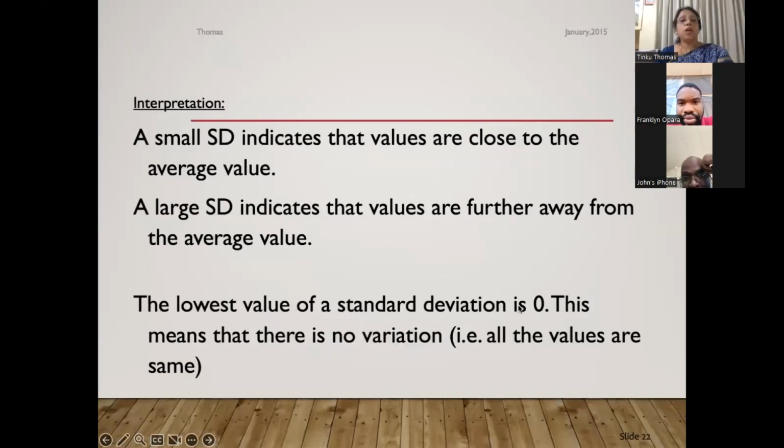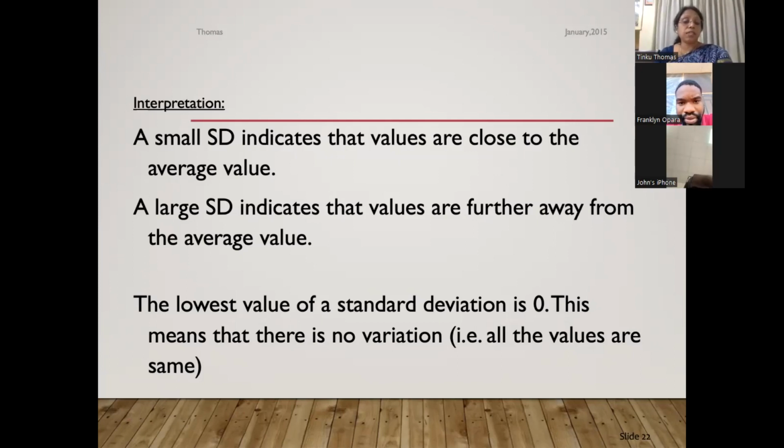But how exactly would you interpret it? The interpretation is always with respect to the mean. That is, if the standard deviation is low with respect to the mean, then we know that there is very little variability, as opposed to a large standard deviation about the mean, where we know that there's a lot of variability. So what do we really mean by low variability and high variability is what we will try to understand.